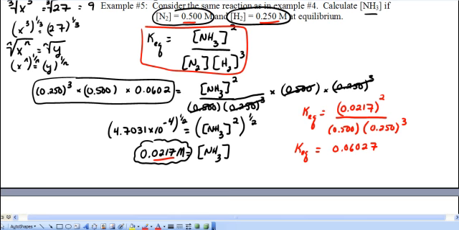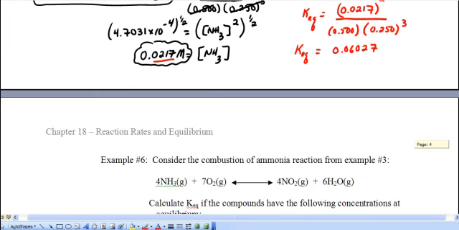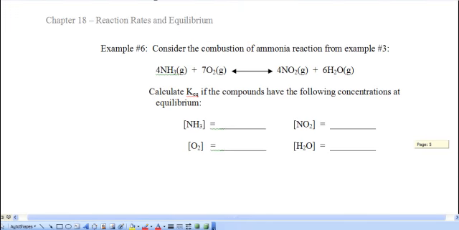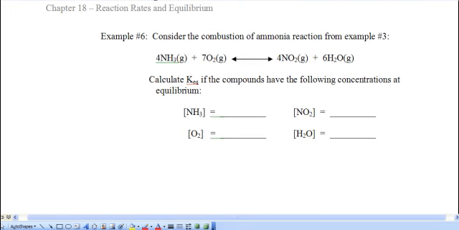All right. Now what you can do is you can go ahead and work through example number 6 and example number 7 on your own, and in the next podcast we'll show you how to solve those.